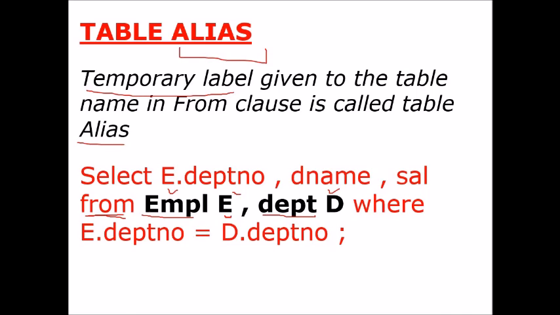Generally the temporary label or alias names are shorter than the original names. So for EMPL I have used a shorter name like E, and D for DPT. So whenever you want to use DPT you'll use D, and similarly whenever you want to use EMPL you can use E if we have used the alternative names. So E dot DPT-NO, or you can write EMPL dot DPT-NO, but this is shorter, so you can write E dot DPT-NO is equal to D dot DPT-NO. This is how the temporary labels or alias names are used.